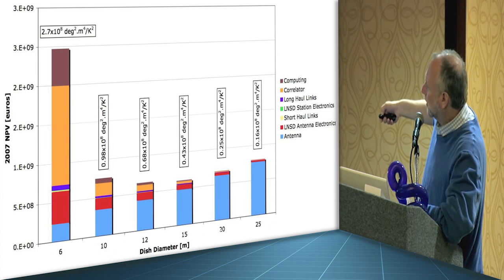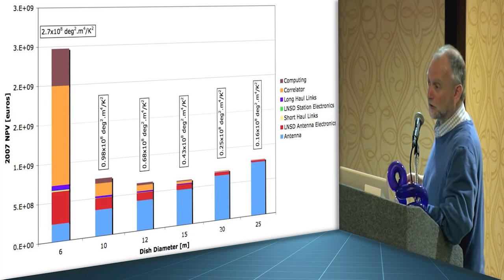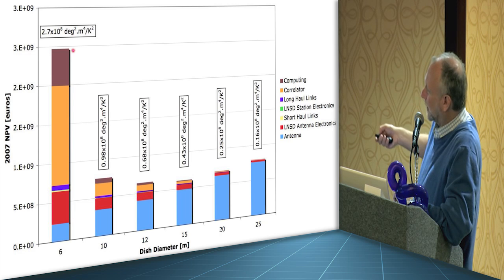And so what happens is if you make it out of small dishes, the steel cost, the thing in blue, the antenna cost is very low because you can really stamp these things out, make them very cheap. But the computing costs and the network costs go way up. Those things go up as the square. Well, the computing goes as the square. And so we'd like to figure out how to get that cost down.